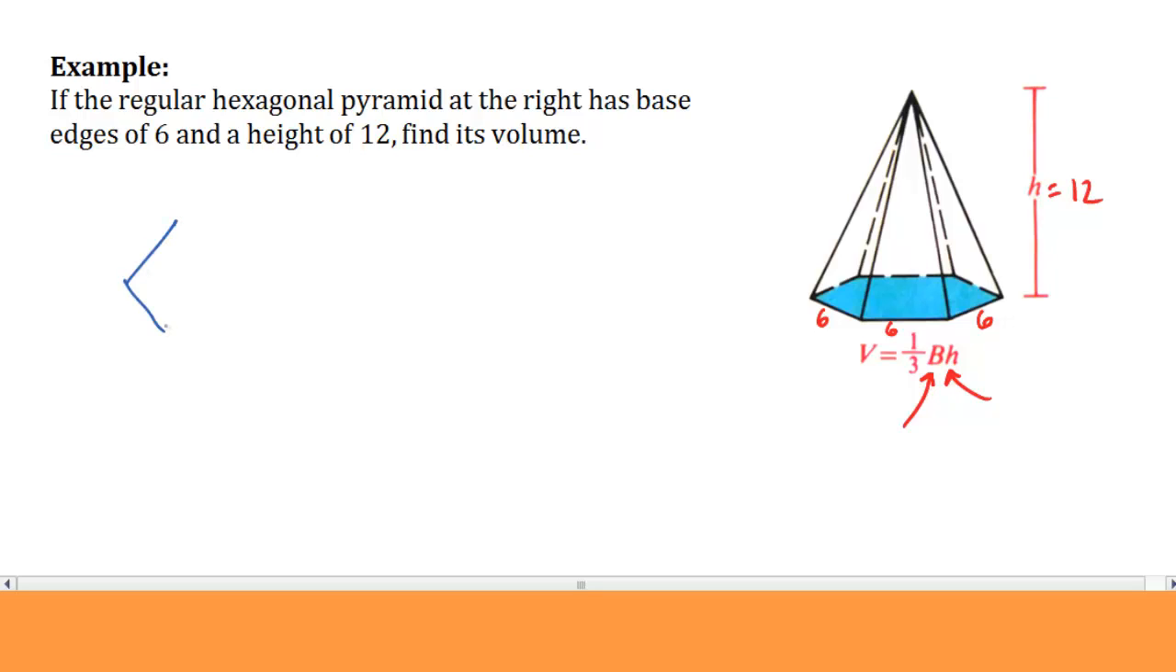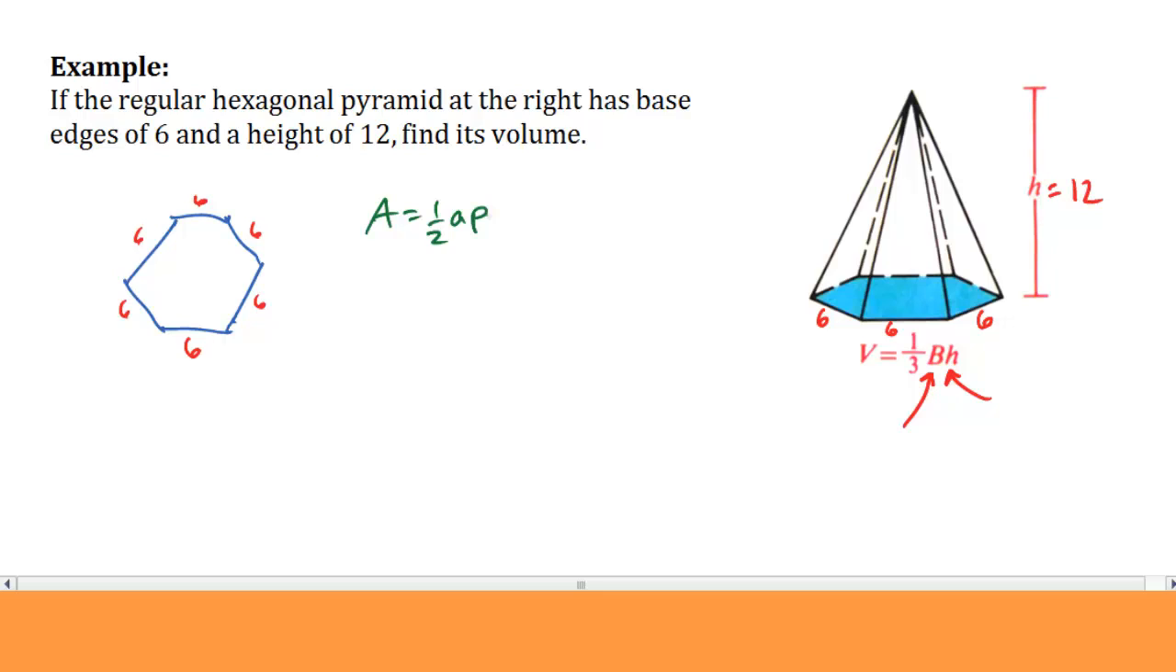That means we're just going to be working with the base, which is a regular hexagon. I'm going to draw one, a rather crude one. That's not very good, but we'll take it. The sides are each 6. We want to find the area. Well, how, from last chapter, do we find the area of a regular polygon? And we did a lot of hexagons. We take 1/2 of A times P, where P is the perimeter and A is the apothem.